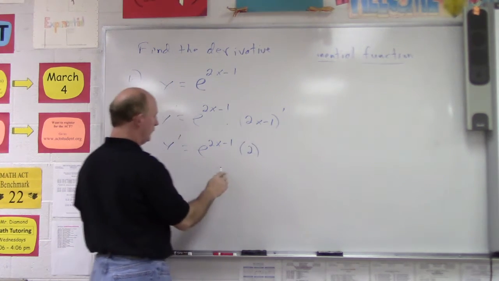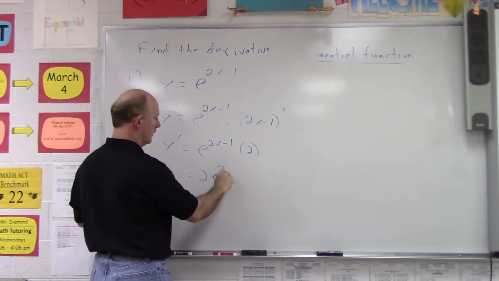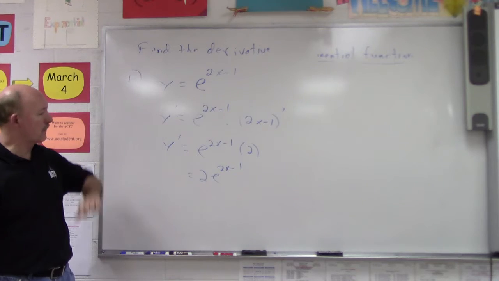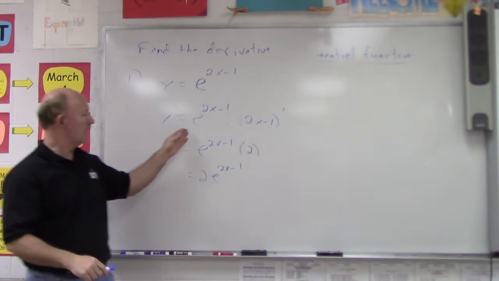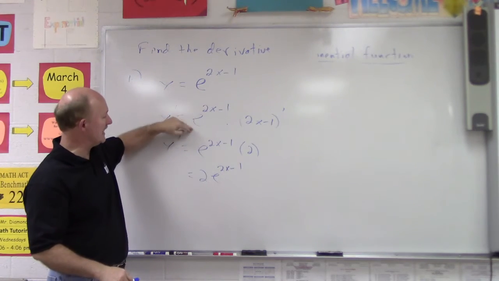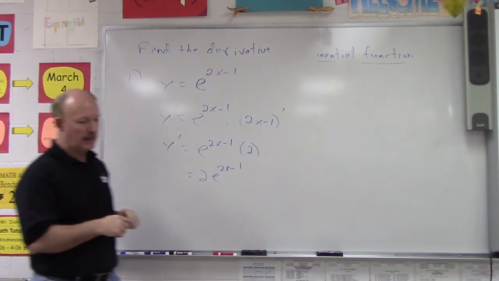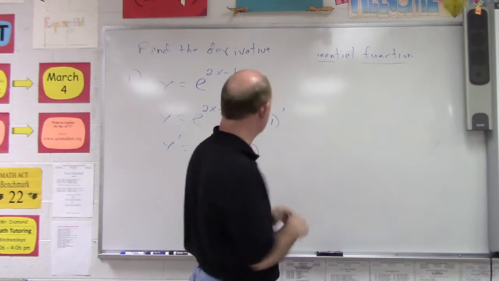The derivative of 1 is 0, so we end up with 2e to the 2x minus 1 for your exponent. That's our first derivative. Right? So once again, it's basically the e to the u times the derivative of e to the u. All right? Let's try another problem. Let's try this one here.